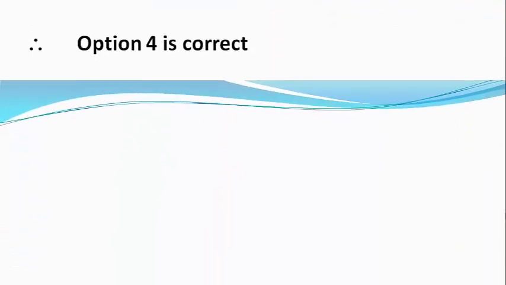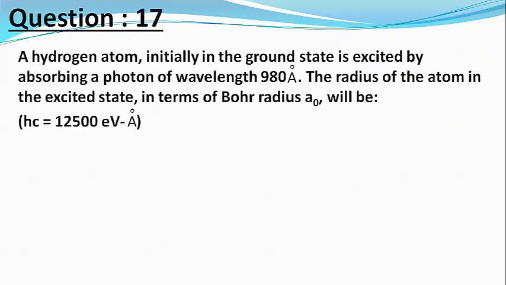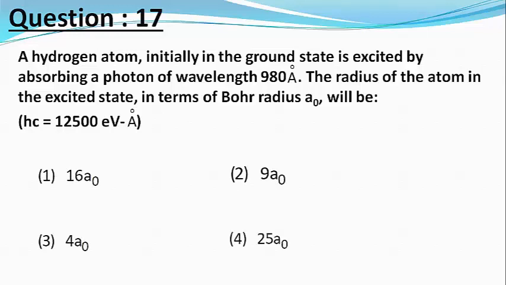Our next question is, a hydrogen atom initially in the ground state is excited by absorbing a photon of wavelength 980 angstrom. The radius of the atom in the excited state in terms of the Bohr radius A0 will be, given hc equals 12,500 electron volt per angstrom. Our options are 16A0, 9A0, 4A0 and 25A0. This is a very simple question from structure of atom and can really be done very simply.